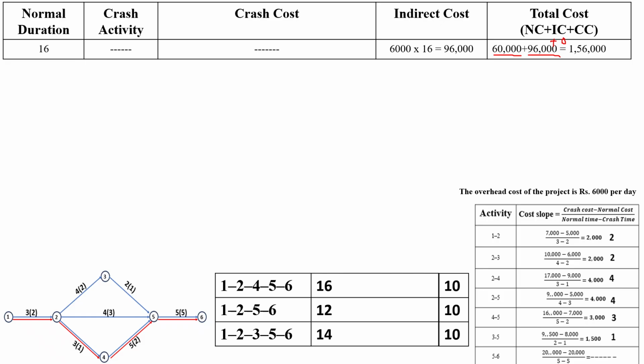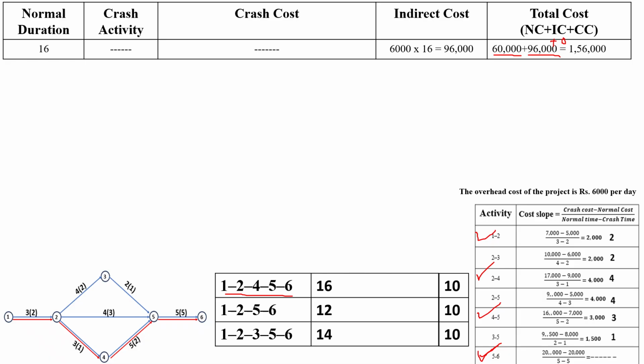So here the critical path is 1, 2, 4, 5, 6, and the critical activities are 1 to 2, 2 to 4, 4 to 5, and 5 to 6. So we have to do the crashing only on these critical activities. Now a question will be raised: first, which activity has to go for the crashing? So we always have to select the critical activities for crashing based on minimum cost slope.